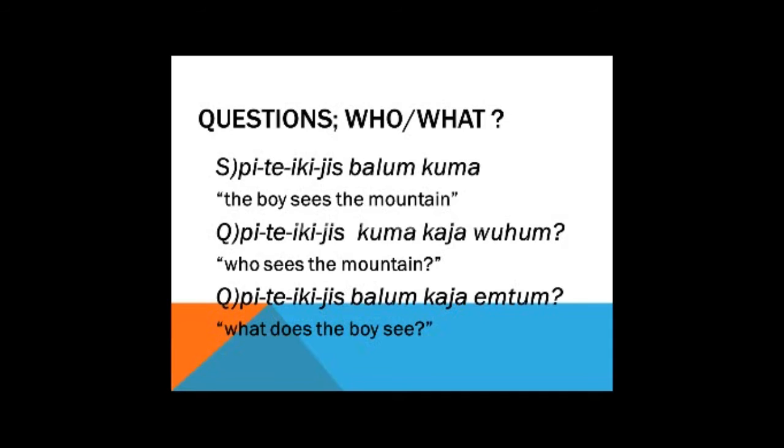Now I want to say, what does the boy see? So I know it's a boy, but I don't know what he sees. So the information about the mountain, kuma, is not going to appear in the question. And at the end of the question, I'm going to have the term for what, kayayemtum, kayemtum. And I'm going to say, Picha kayis balum kayemtum. What does the boy see?